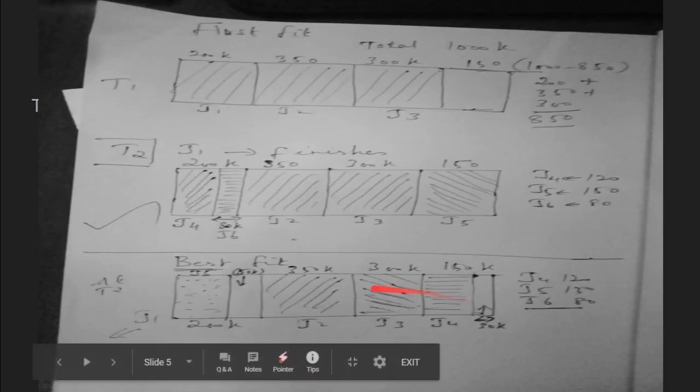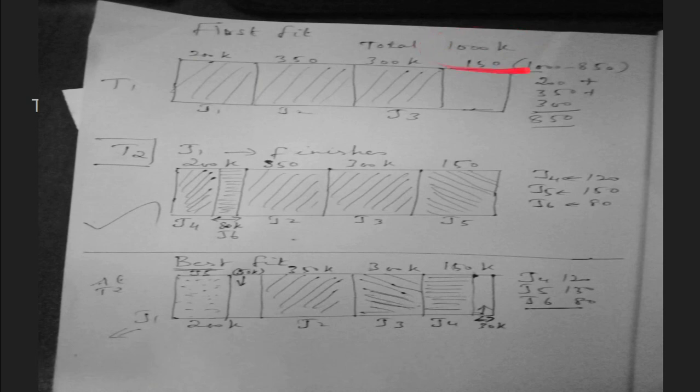Coming to the scenario, I have drawn the diagram of this allocation. In total 1000K of memory is available, and we have jobs J1, J2 and J3, where J1 is 200K, J2 is 350K, and J3 is 300K.